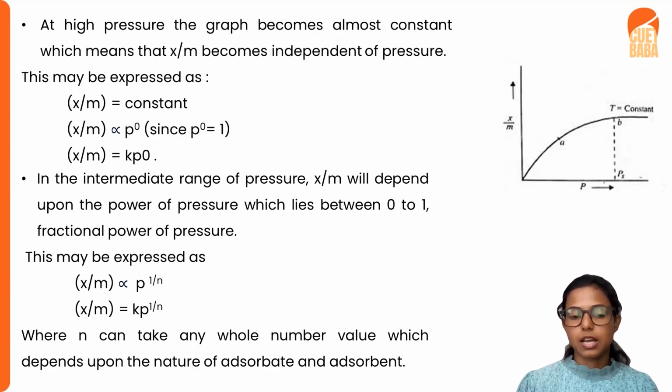This may be expressed as X by M proportional to P raised to 1 by n. And when we multiply by a constant, we can say that X by M is equal to K P raised to 1 by n, and will be characteristic of a specific adsorbent and adsorbate. It will be a characteristic for a pair of adsorbate and adsorbent, and n will be a whole number, so that we can get a decimal power of P.